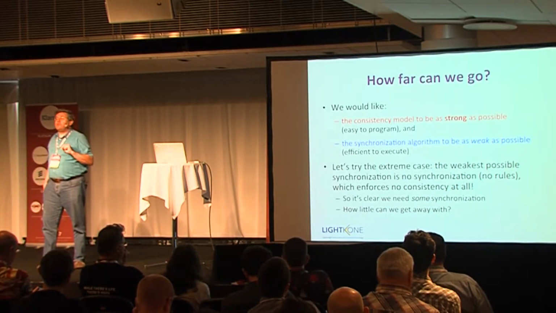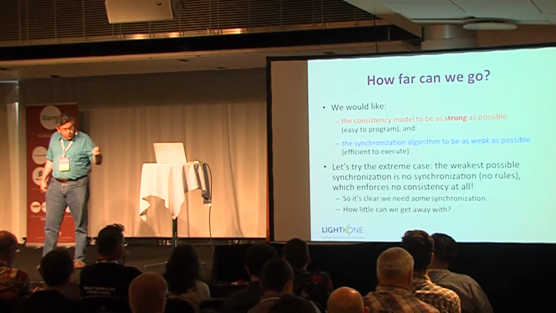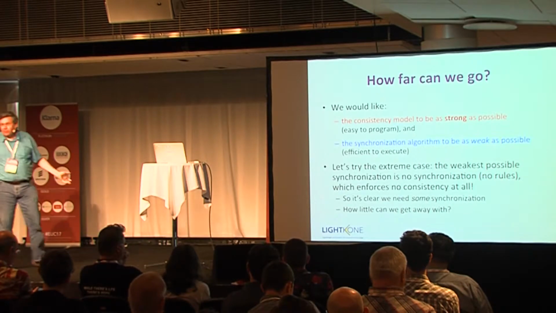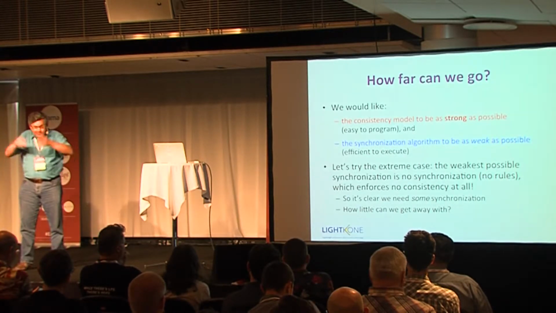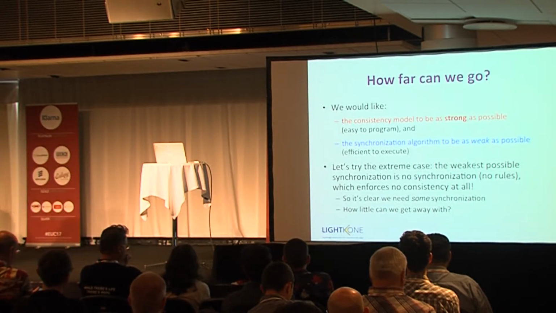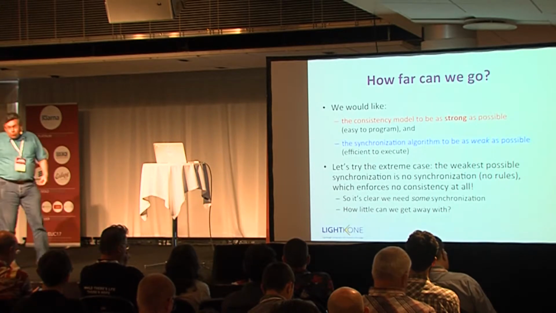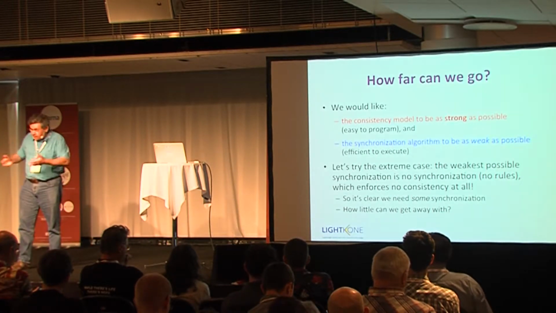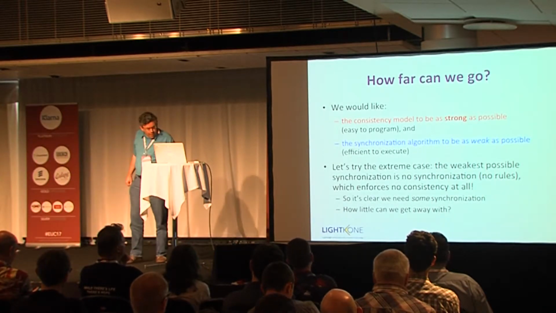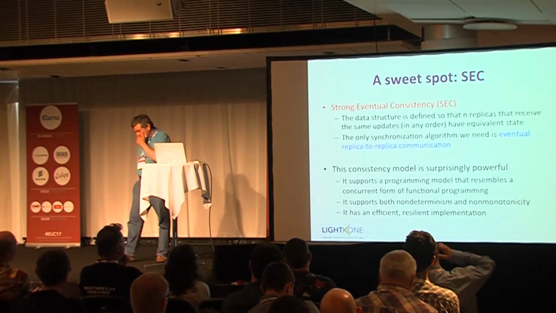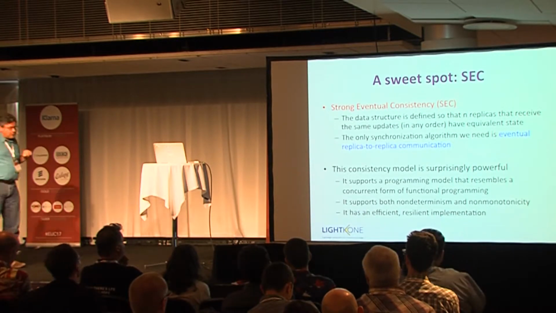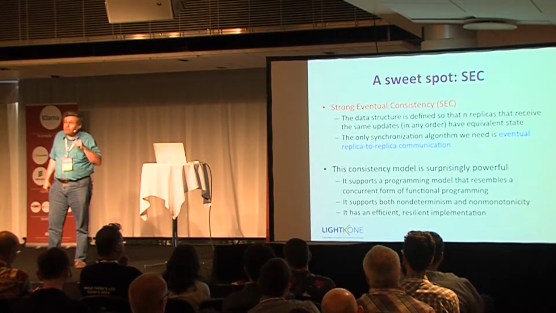Well, one particular example, extreme case. The weakest possible synchronization algorithm is no synchronization at all, where the nodes are just doing whatever they want without caring about the other nodes. This enforces no consistency model, or empty consistency model, which is very hard to program, okay? There's no abstraction, there's nothing. So this doesn't work. We need something more. Well, it turns out that there's a very interesting sweet spot in this trade-off. It's called strong eventual consistency.